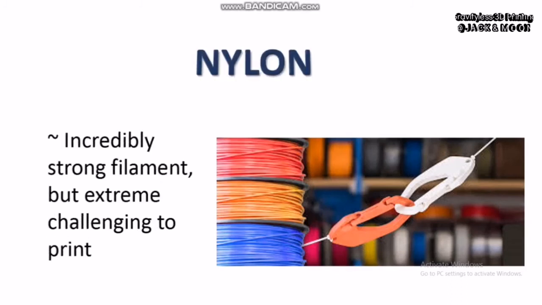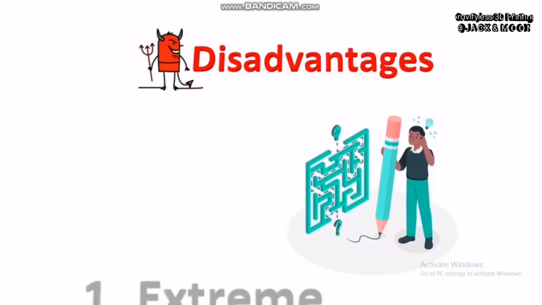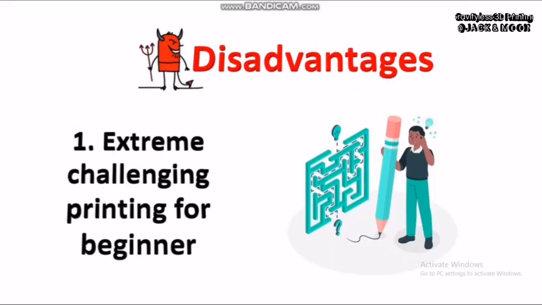Nylon is another material we would like to talk about. It has advantages such as high toughness, high durability, strong mechanical strength, and less deformation. Due to these properties, nylon does not snap or break easily, possesses extreme impact resistant property, and can generate sturdy parts that can resist shock. However, nylon is a very difficult material to handle for beginners in 3D printing.